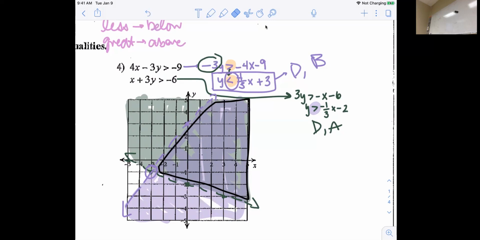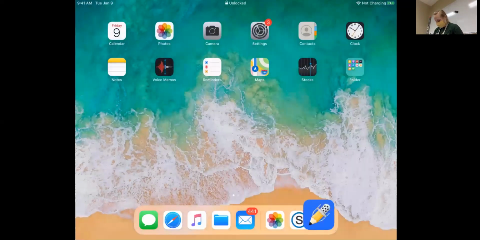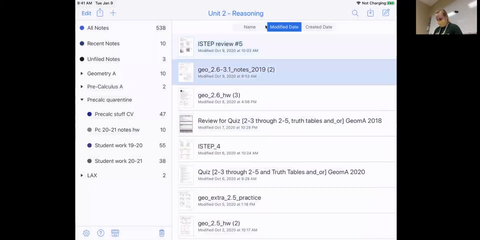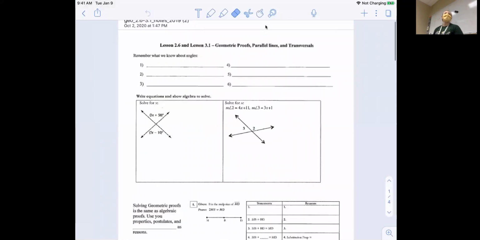I put the wrong ones in. You need to have the notes that say 2.6 and 3.1. So that's my fault. Not the other one, not the one that says lesson 2.6, which would make more sense. That's just where my head's at today. It's the one that looks like this. Yeah, 2.6 and 3.1. Is that in your folder? Awesome. Good. It looks like this. Perfect.